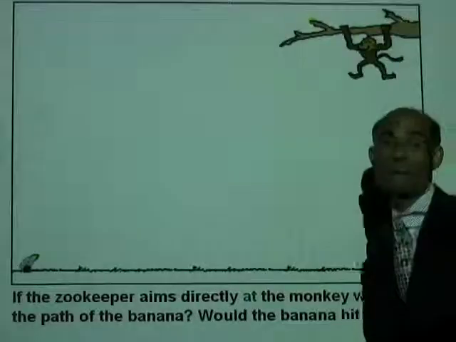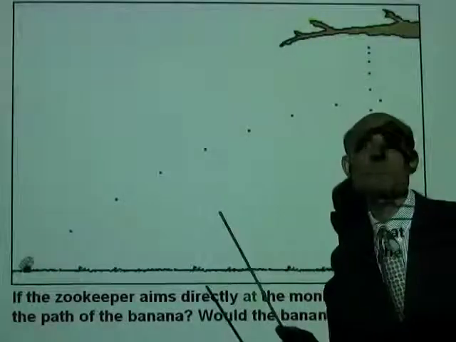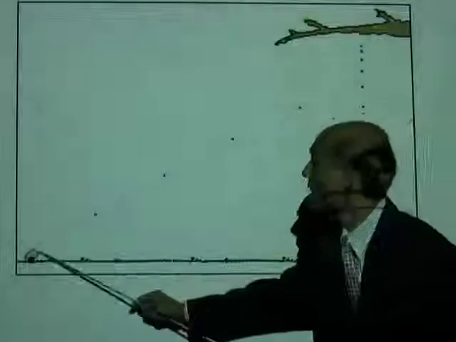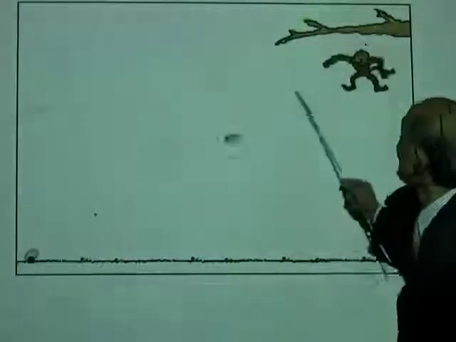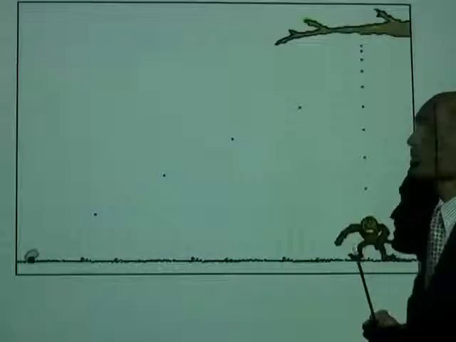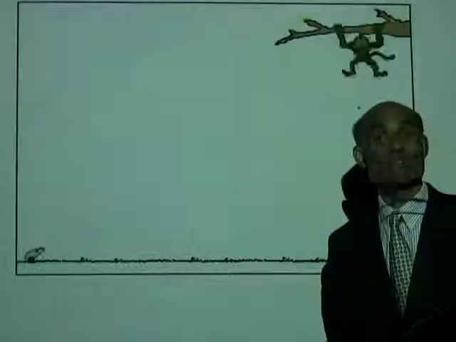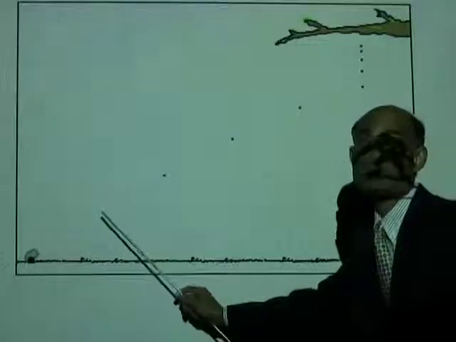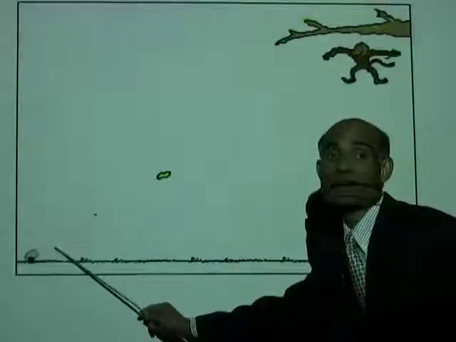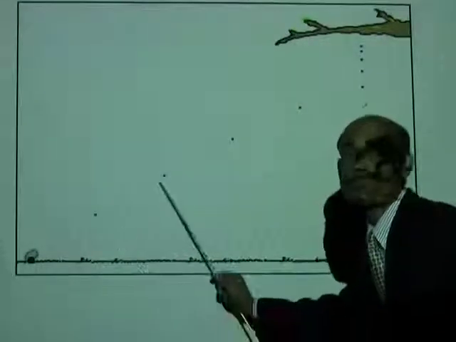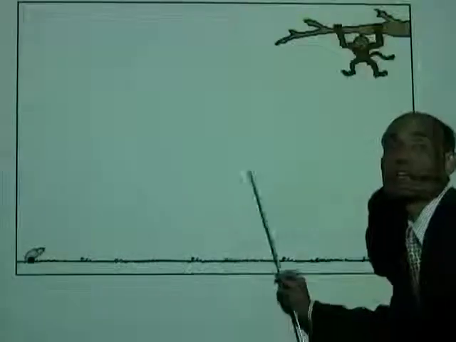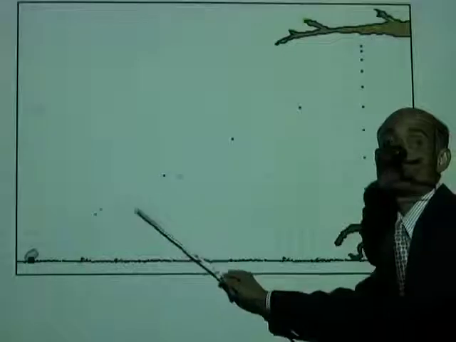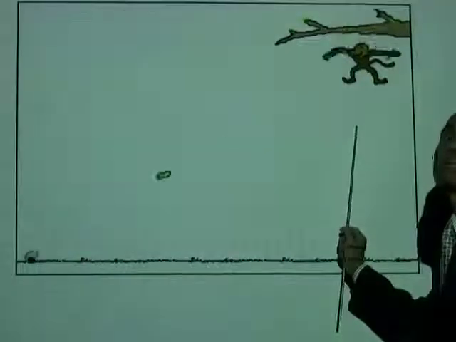Now, what happens if the zookeeper aims the banana directly at the monkey? Well, this time it is aimed directly at the monkey, and you can see the monkey really caught it. Why? Again, the same question. The moment the banana is fired, the banana is falling freely, and if the monkey also begins to fall freely, the banana will meet the monkey.